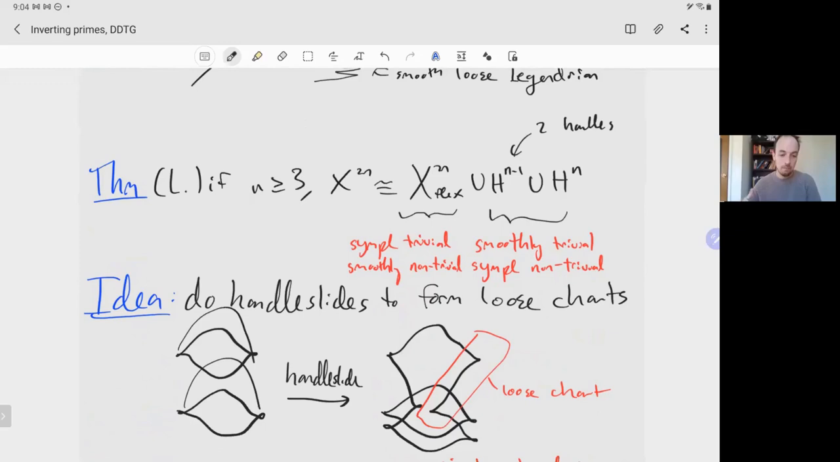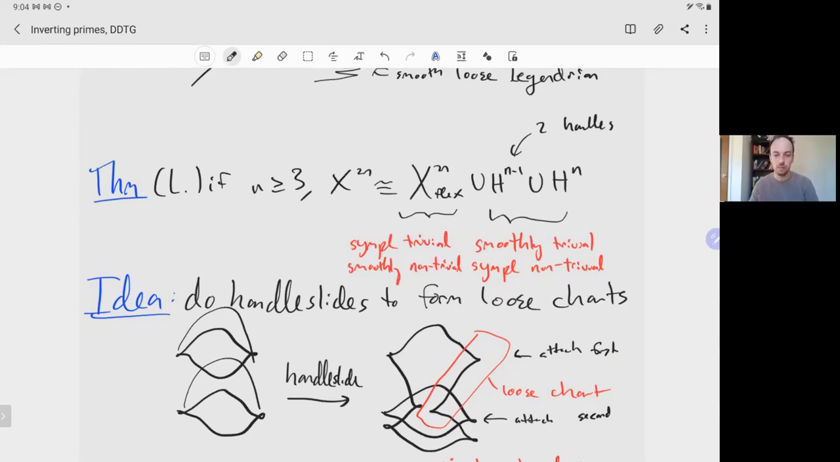You see that a loose chart appears. You have this zigzag that appears. And if you first attach to that sphere, you get a flexible domain. And then when you attach to this handle, so you attach this one first, and then you attach this one second. The first one you attach gives you a very flexible domain because it has this loose chart, and then you attach the second one, and then you have an extra handle.